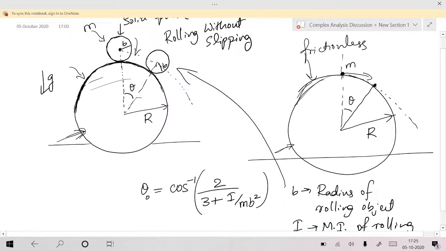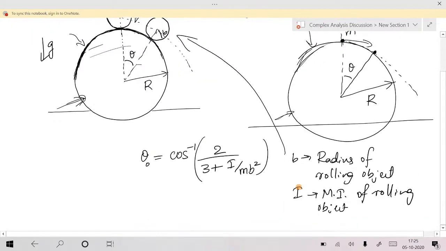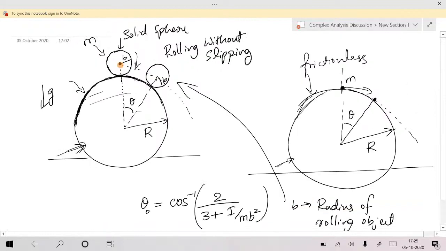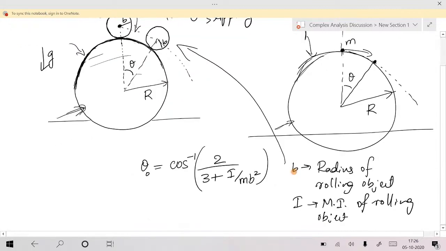Now look here, b is the radius of this rolling object. I is the moment of inertia of the rolling object about an axis passing through this point, perpendicular to the page, that is, perpendicular to the screen. Is that okay? So you should understand what these quantities are, and you can apply this one.